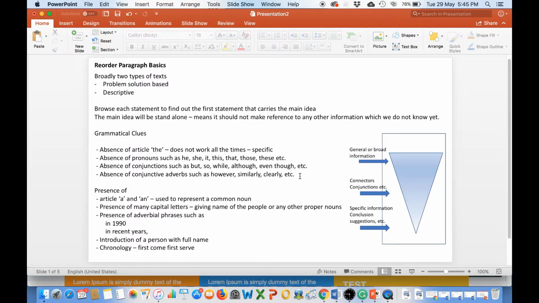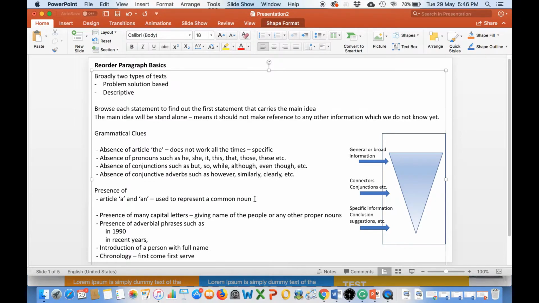Now, I'll add just one more point in this tutorial while I keep you guys waiting a little bit. So I'm going to add this point here: presence of be verbs. Be verbs, right? So let's look at the grammatical clues. What are the grammatical clues?